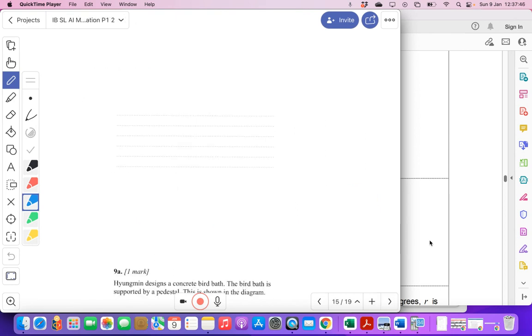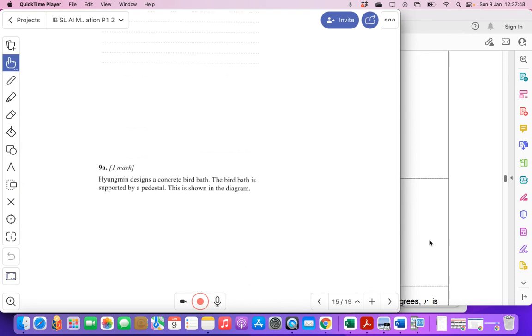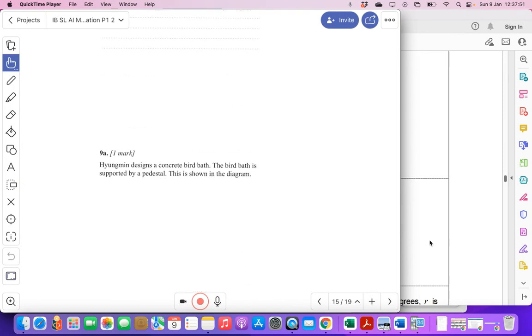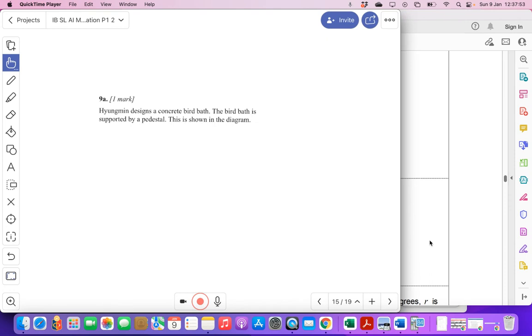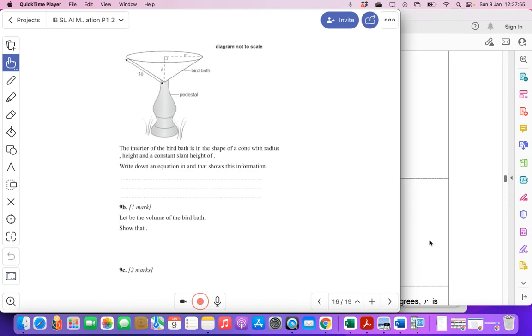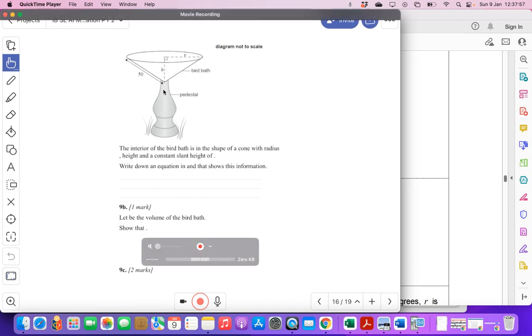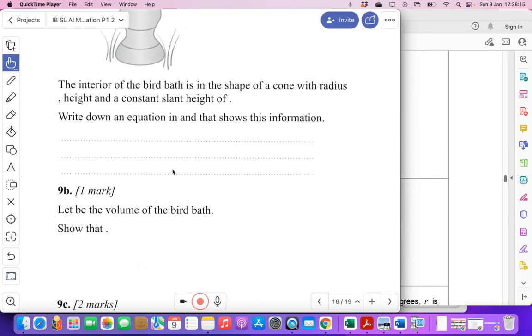Now we're going to do bird bath time. So again, we have the shape of this bird bath, a cone on top of the pedestal. It's the interior of the bird bath that we're worried about, and I see a right triangle here. Write down an equation in r and h.